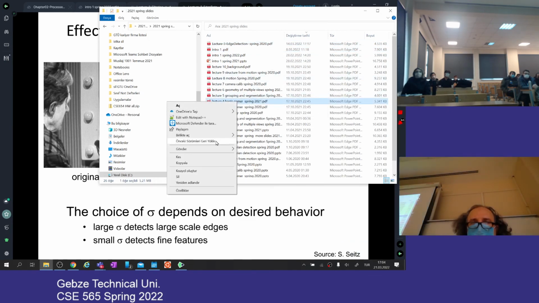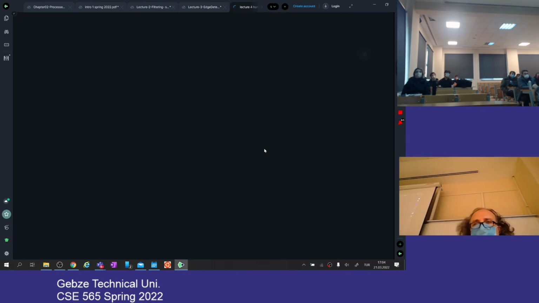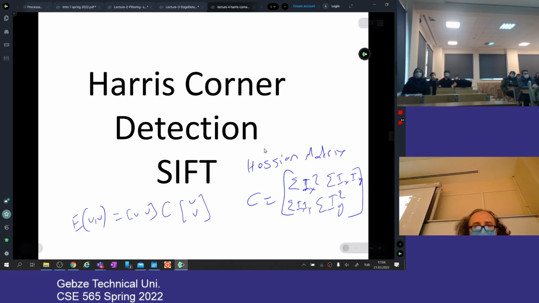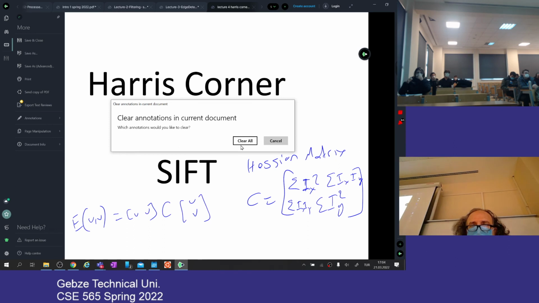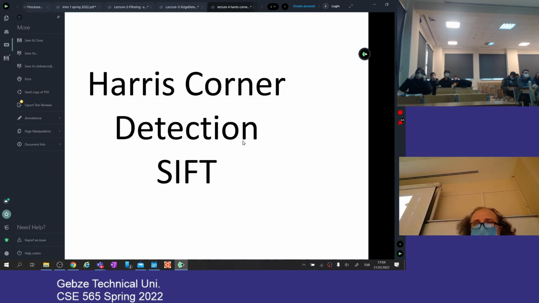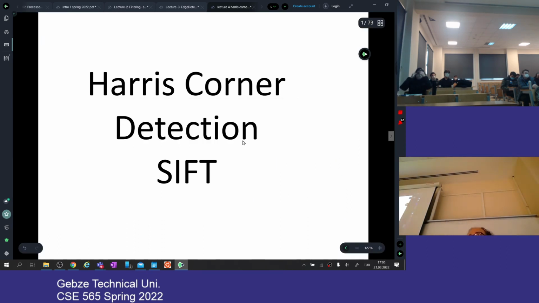Okay, let's look at this again. Corner detection. Here is corner detection, and let me get rid of my annotations first. Harris corner detection. Like Canny, Harris is another guy who invented this corner detection technique, and we will be interested in this.